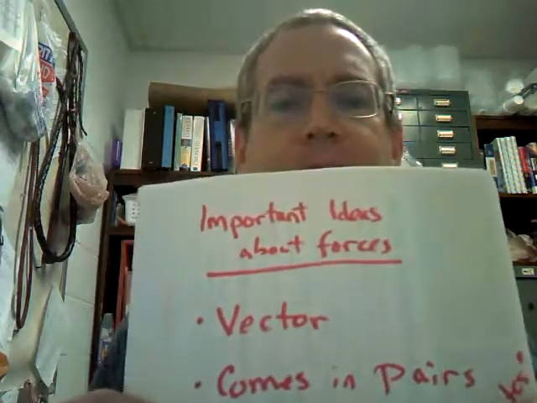Now the next one: forces come in pairs. And that is the hardest thing for people to really understand. Actually, the harder part is the fact that the two forces are equal in magnitude. They are the exact same force. So if you're sitting on the block of ice, and I come along and push on you with 5 newtons of force, you are actually pushing back on me with 5 newtons of force.